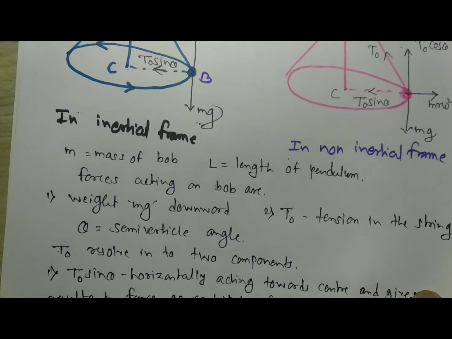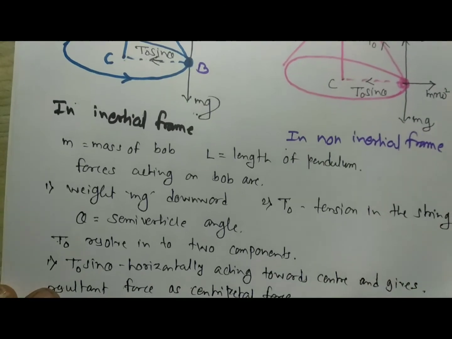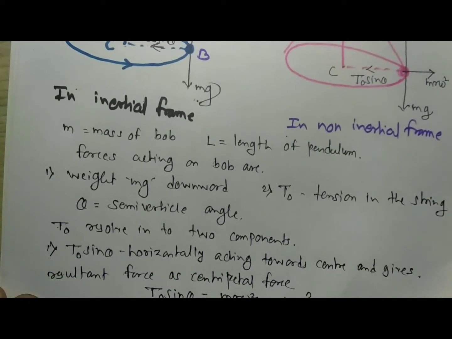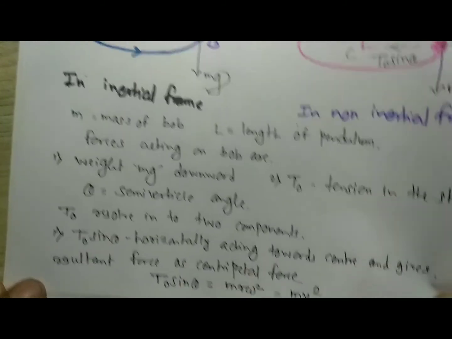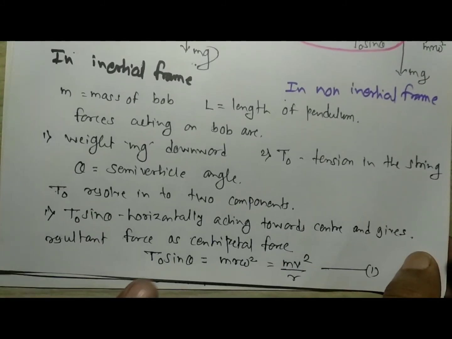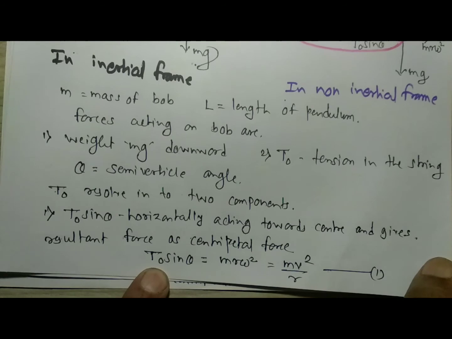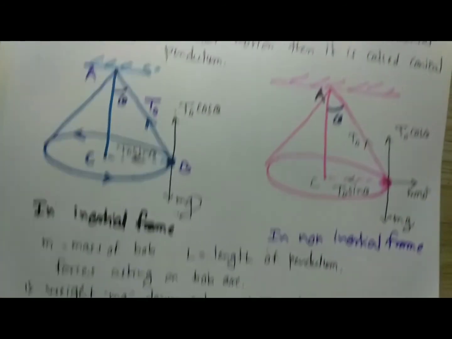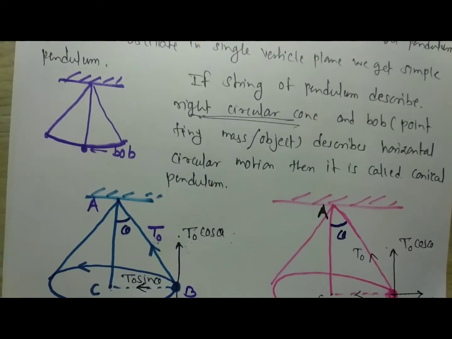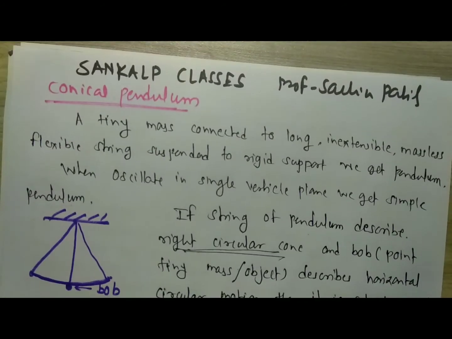One is T0 sin theta, which is horizontally acting towards the center and gives the resultant force as a centripetal force, and therefore you will get T0 sin theta is equal to m r omega square, which is equal to m v square divided by r.